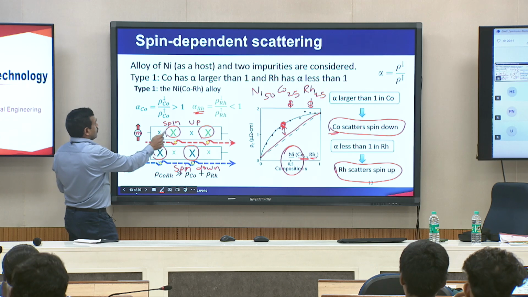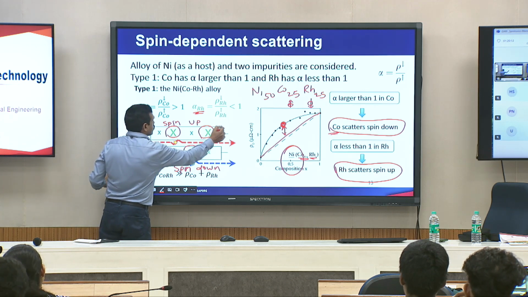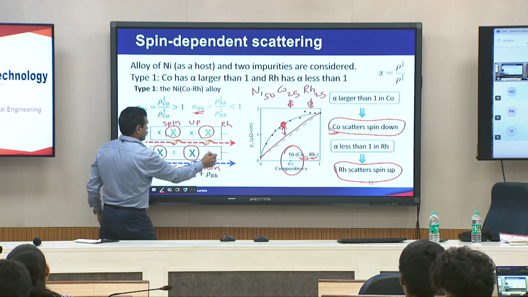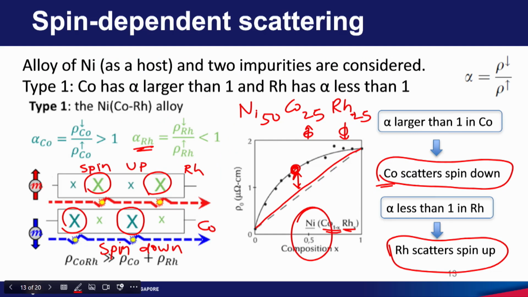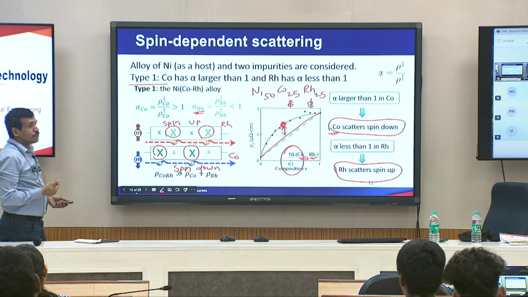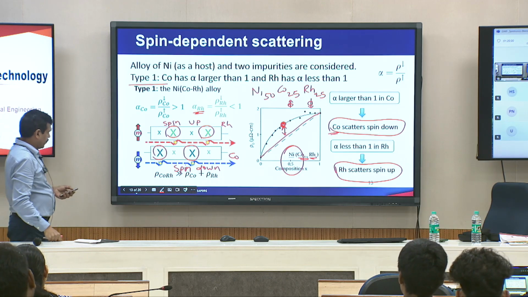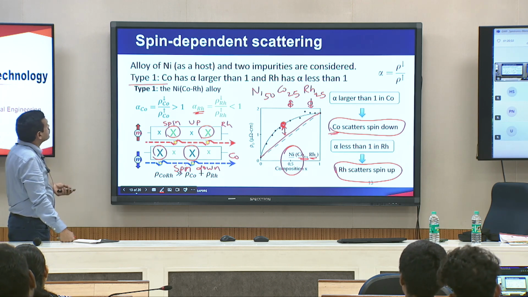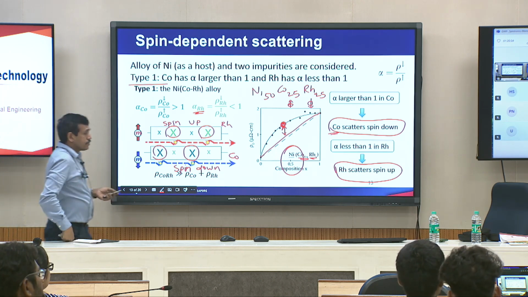So in this channel, rhodium scatters spin up electrons. In this channel, cobalt scatters spin down electrons. So this system is called type 1. Let us keep this in mind because this concept will be used for explaining the GMR.